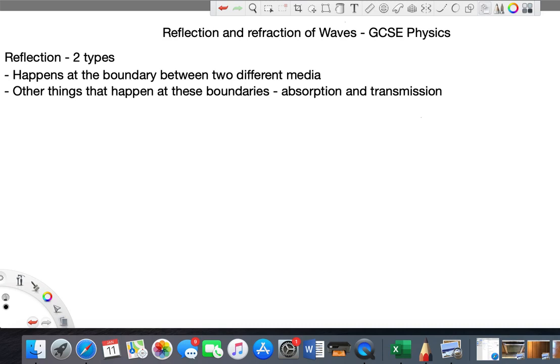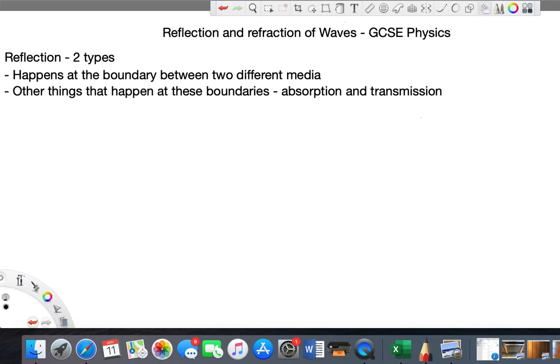I want to look at reflection and refraction of waves with you, specifically the parts that apply to GCSE Physics, the triple course. So we need to be clear about the difference between reflection and refraction and when they occur. So reflection then is that bouncing off of the wave from a surface, and it happens at the boundary between two media, two substances through which the wave is travelling.